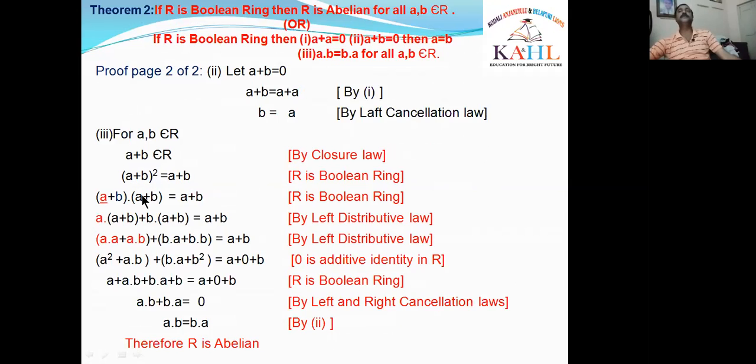This a plus b whole square can be written as a plus b into a plus b, that is equal to a plus b. This a plus b was distributed to a into a plus b plus b into a plus b, is equal to a plus b as it is. The RHS part is the same. Then the next part is a into a plus b can be written as a into a plus a into b plus b into a plus b into b. That is equal to a plus b.